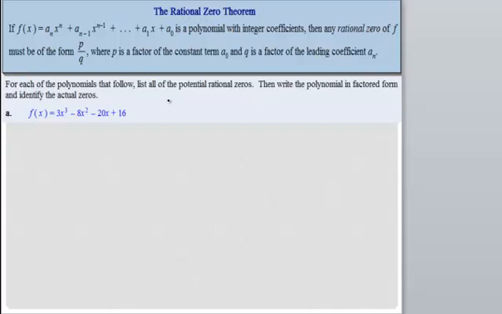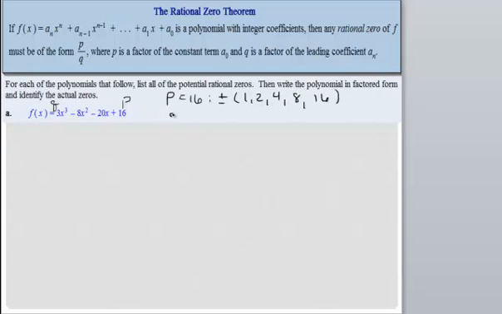I think the best way to talk about this theorem is to just work a problem. The first thing that you want to do is make sure your polynomial is written in descending order. After it is, your constant will be your p, and your leading coefficient will be your q. So if p is 16, I want to list all the factors of 16. That would be 1, 2, 4, 8, 16.